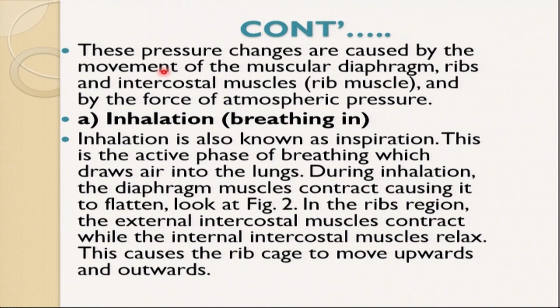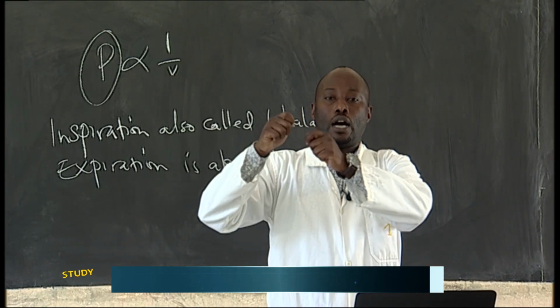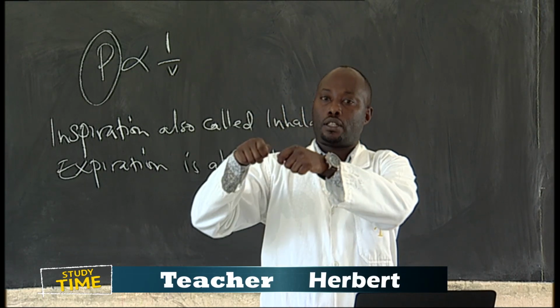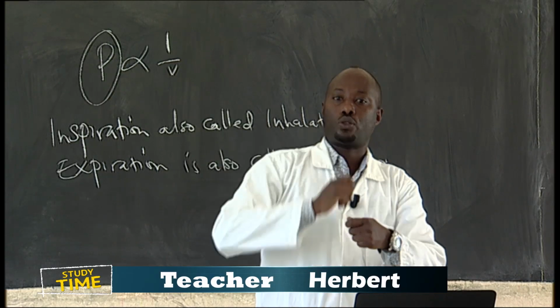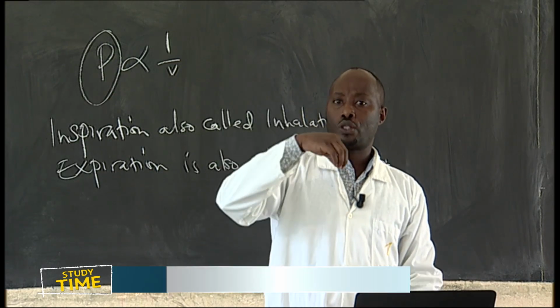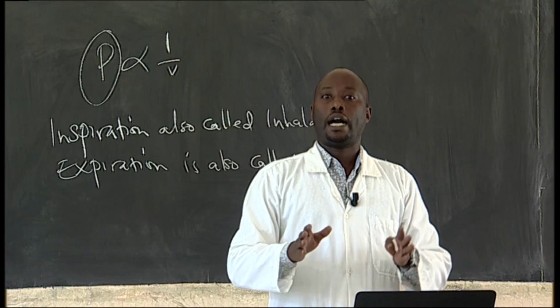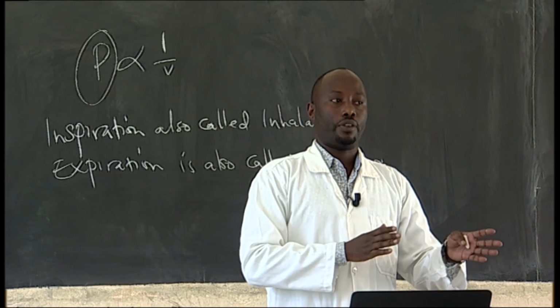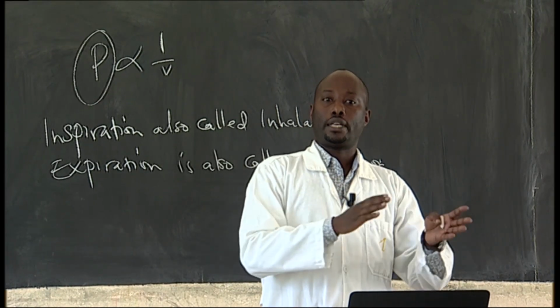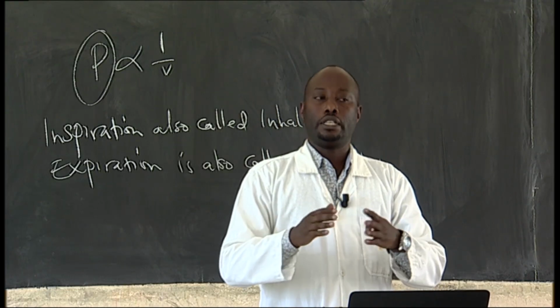In the rib region, the external intercostal muscles have to contract. And once the external intercostal muscles contract, what happens to the internal intercostal muscles? They have to relax, because they work antagonistically. If I mention antagonistically, it means they contract and relax in intervals.